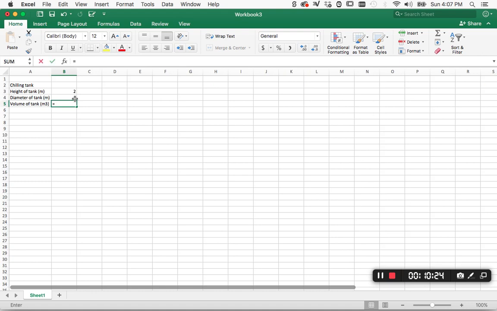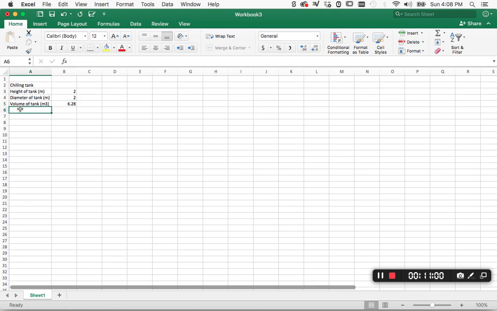So what's that? It equals the height, which is this one, times the area of the circle. So pi r squared, so we need the radius squared. Its radius is half the diameter, squared, times pi, 3.142, or in Excel you can just do pi, bracket, bracket, and that gives you pi. So that's the volume of our tank in meters cubed, 6.28. Let's get rid of some decimal points, they annoy me.